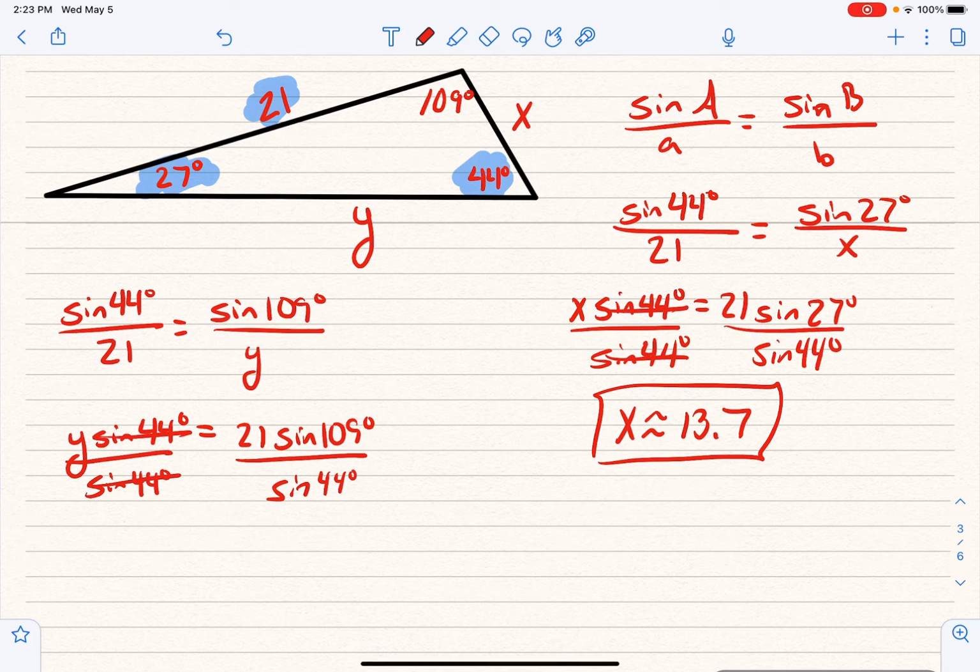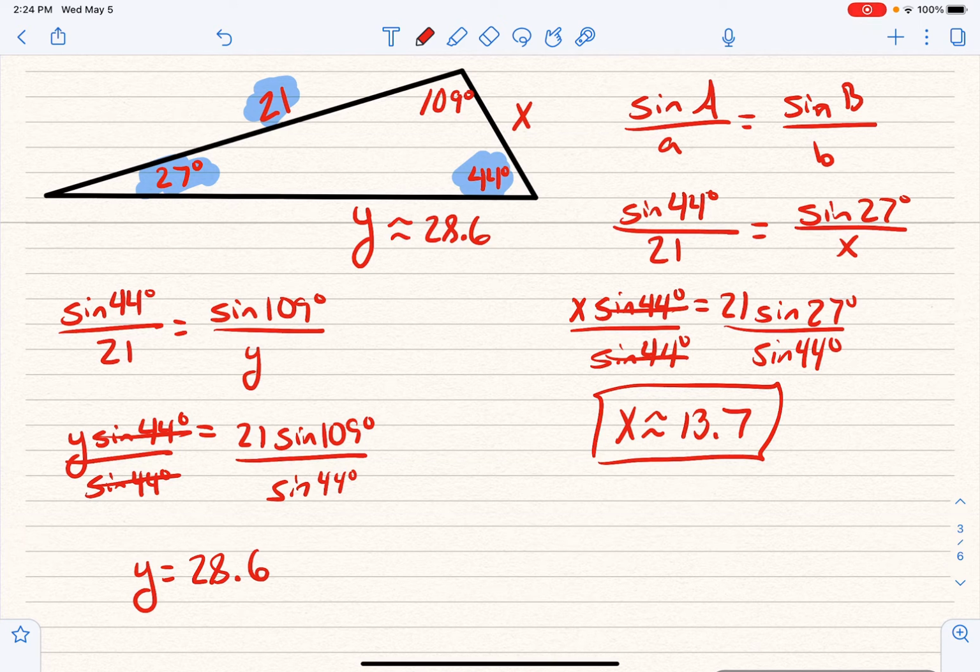These cancel out. You get y is equal to, at this point, grab the calculator, 21 times the sine of 109, close the parentheses, divided by the sine of 44, close the parentheses, and I get 28.58. So it's about 28.6. Okay, so we're saying that this is about 28.6, and I'll buy that. I think that makes sense.